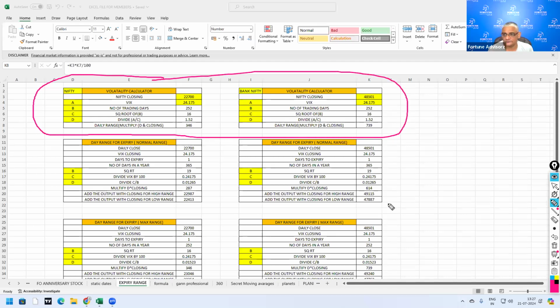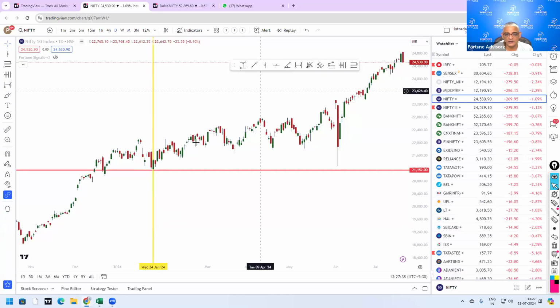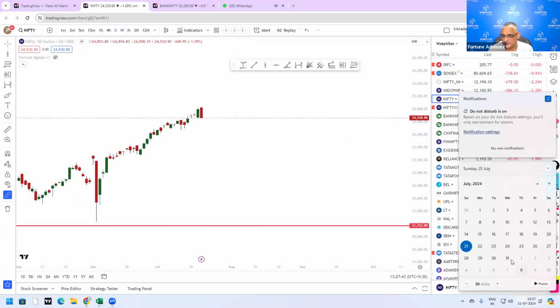This is number one. Number two, the expiry range. What is that expiry range? For example, Nifty. Nifty had an expiry on Thursday. So now, what to do? One day before. Now, if you go to Nifty here, the expiry happened on Thursday. What was the Thursday date? 18th. So this is the expiry closing day.